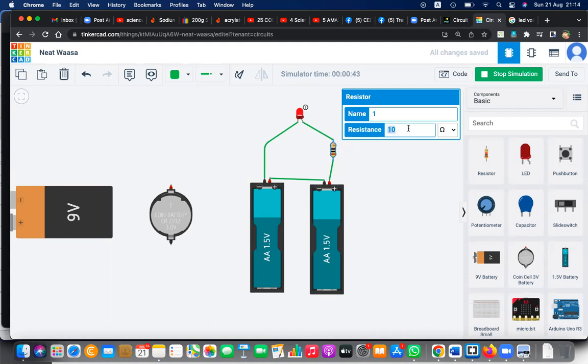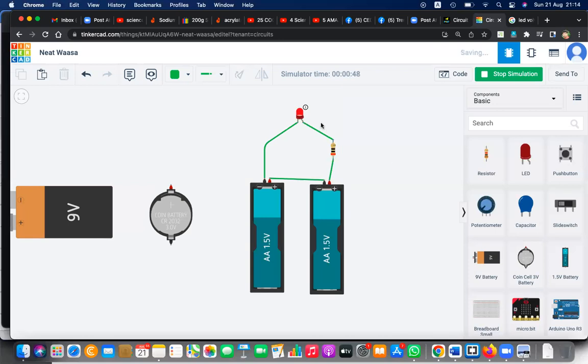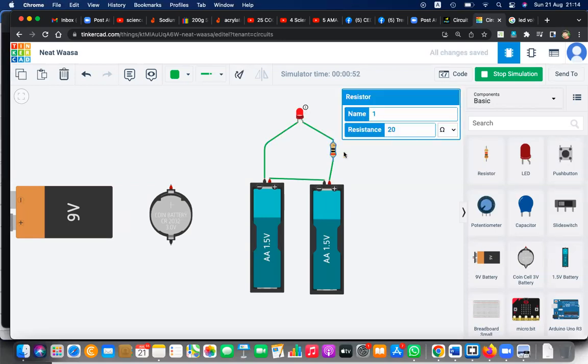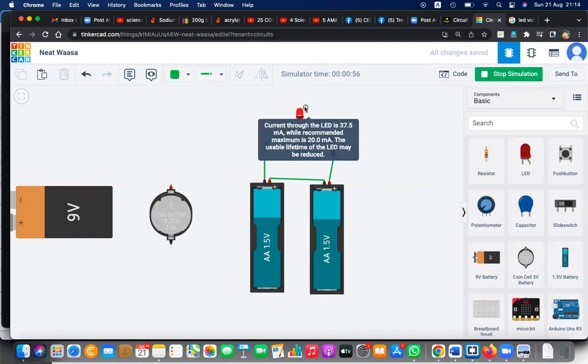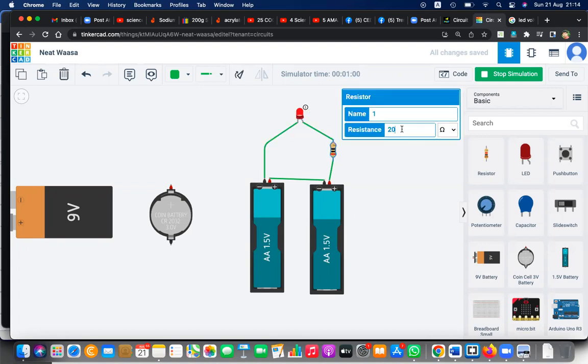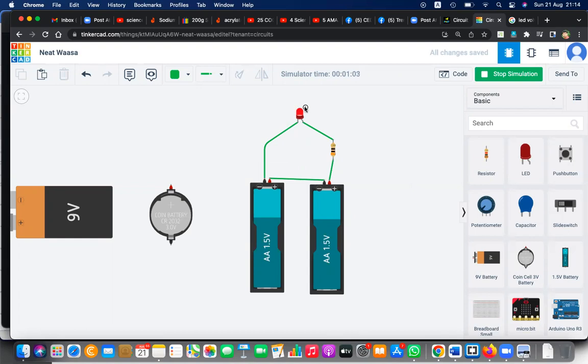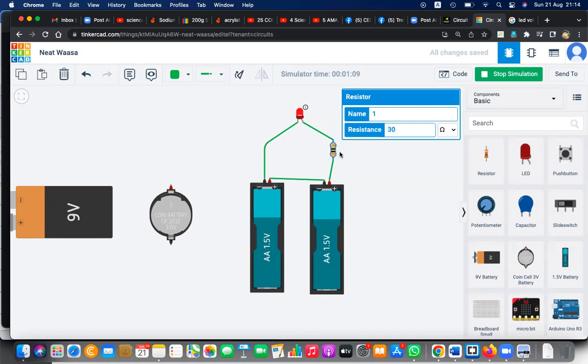See what happened when I change the ohms, 20 ohms. Still 37 milliamperes, too much. Trying 30 ohms. Still 37, right? Yeah, 30 ohms. Still 27. Now 30 ohms. What happened if I change the resistance? So what you can see? When I change the resistance, something happens.